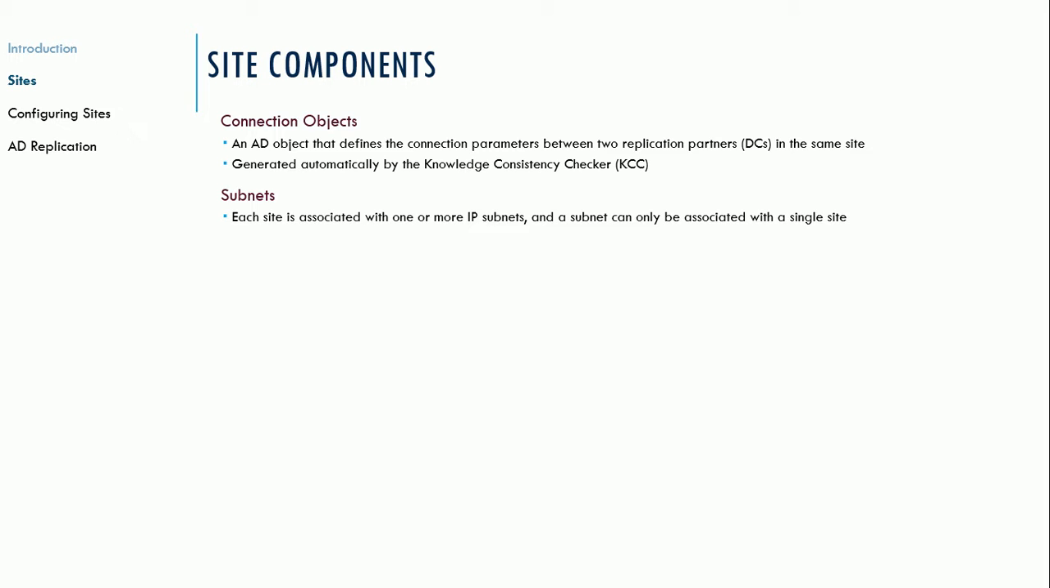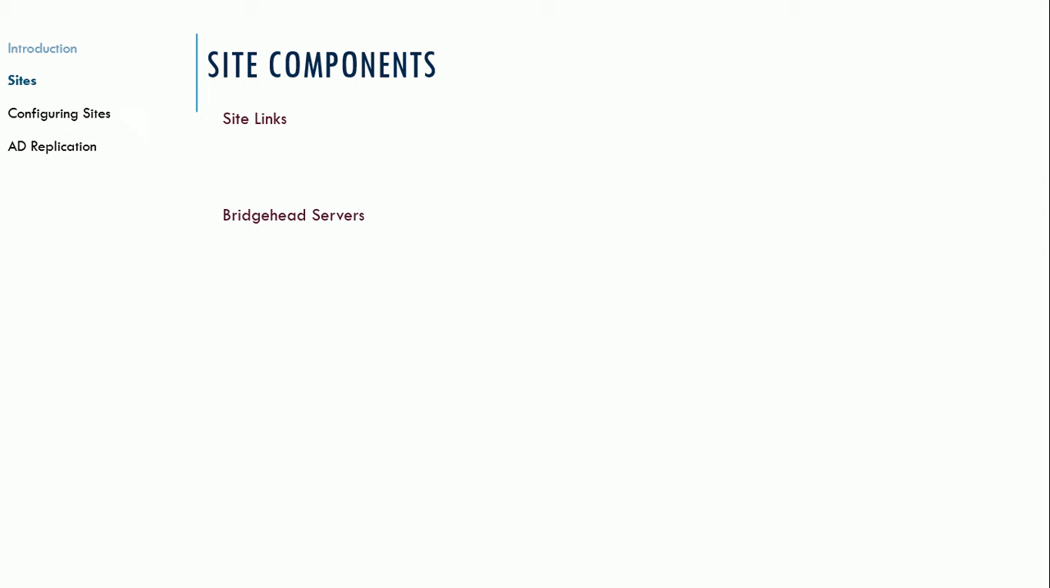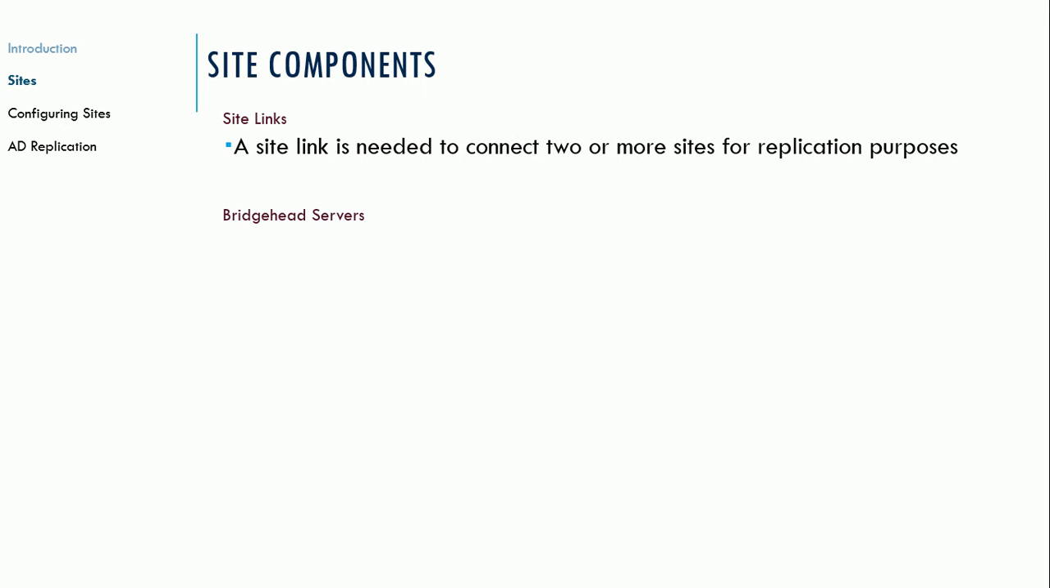So you would create all of your subnets, and you would attach those subnets to the sites to which they belong. That way, Active Directory knows which computers are at which site based on the IP address scheme that it's using. So a site link is the connection between two sites.